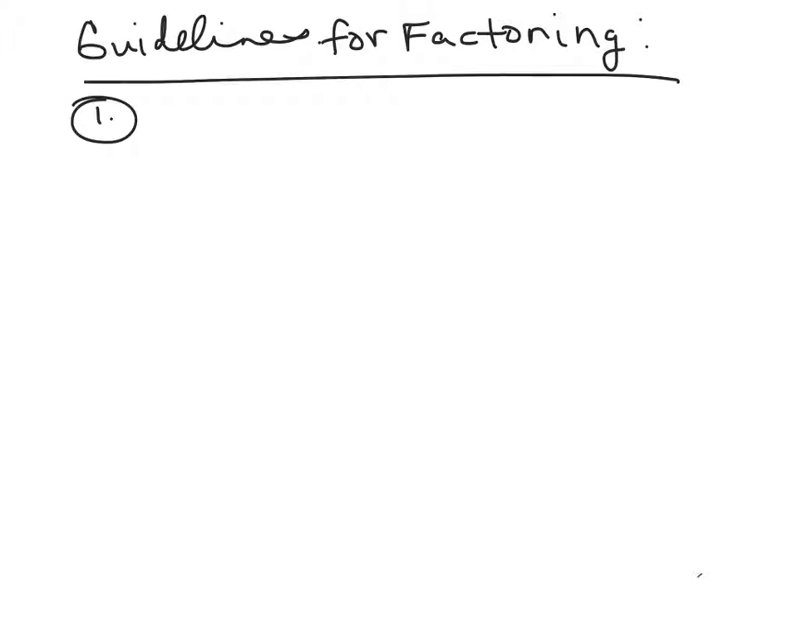So, step 1 on any factoring problem is ask yourself if there is a common factor. So that's the first question we ask. Is there a common factor? Sometimes there will be one we can factor out, other times there will not be one. If we can factor one out, we need to factor it out.